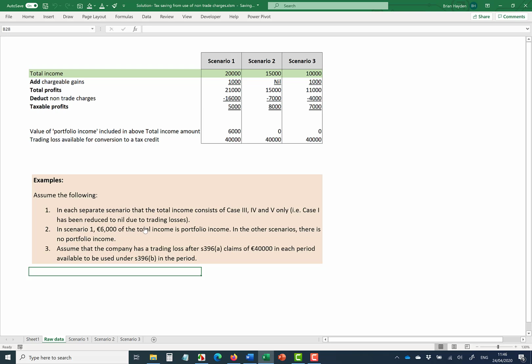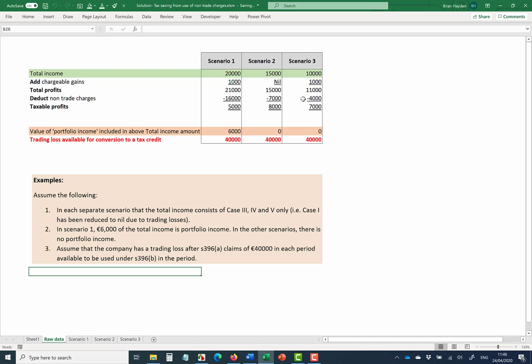And in scenario 1, 6,000 of the total income is portfolio income. So we've got 6,000 included in that 20,000, which is portfolio income, and there's nothing in either of the other two scenarios. And you're assuming that the company has a trading loss of 40,000 euros after Section 396A. So there's a very substantial loss, and you can see based on the taxable profits in each scenario that clearly there's going to be some unutilized losses carried forward to future periods.